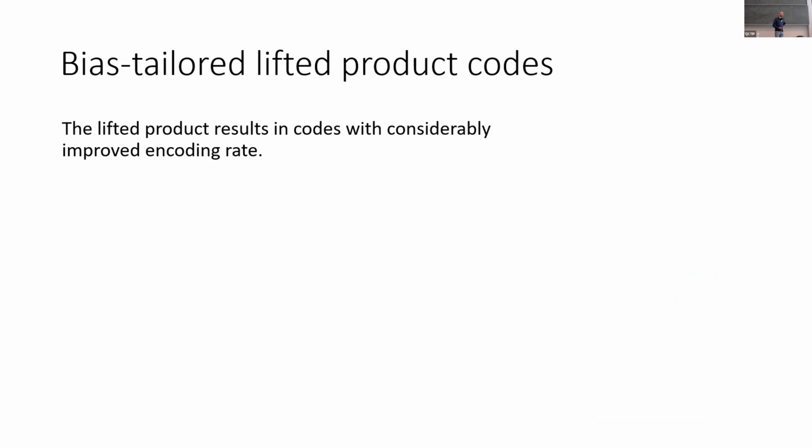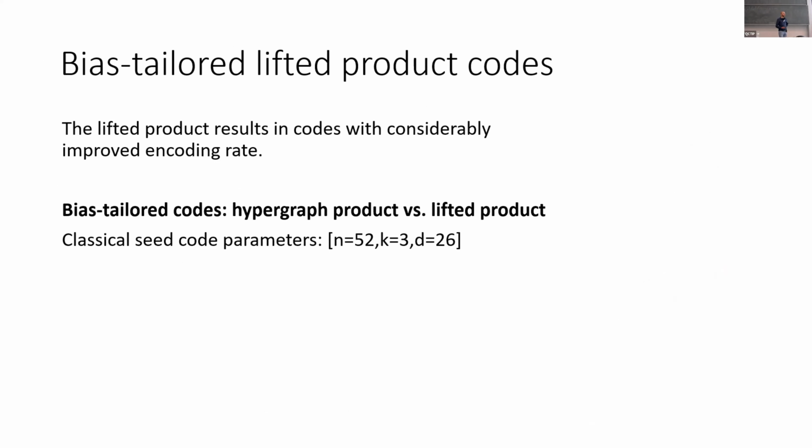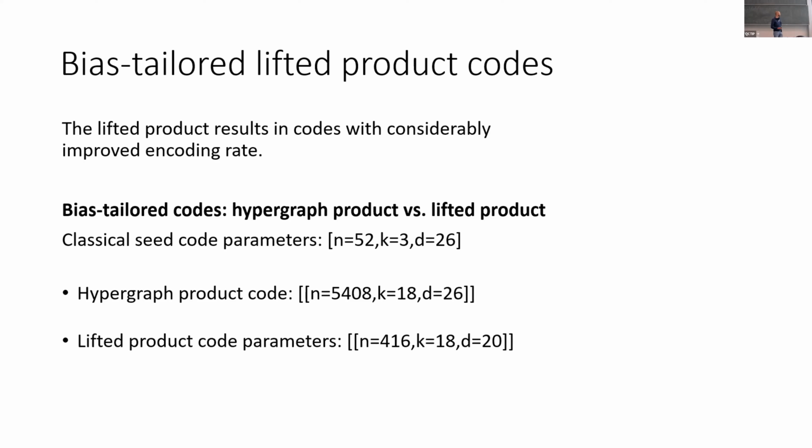Okay, so to give you some sort of idea of the benefits of using one of these lifted products over this conventional hypergraph product, let's look at the sorts of codes we get when we turn a classical code with parameters 52 through 26 into a quantum code. If we use a standard hypergraph product code, the resulting code has length 5,408, whereas if we use a lifted product, we get a code of length 416. So you see, for this particular example, we get a 13 times contraction in the block length.